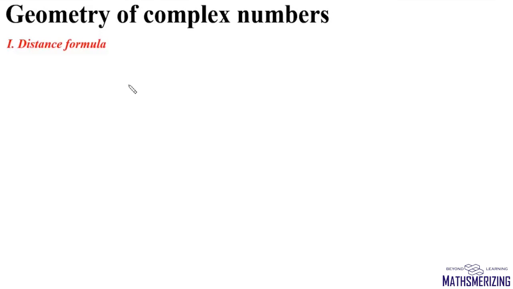So suppose we have 2 points A and B, and they are represented by complex numbers Z1 and Z2. Then the distance AB is given by mod of Z2 minus Z1. So whenever we see any modulus, we'll think of it as some distance.